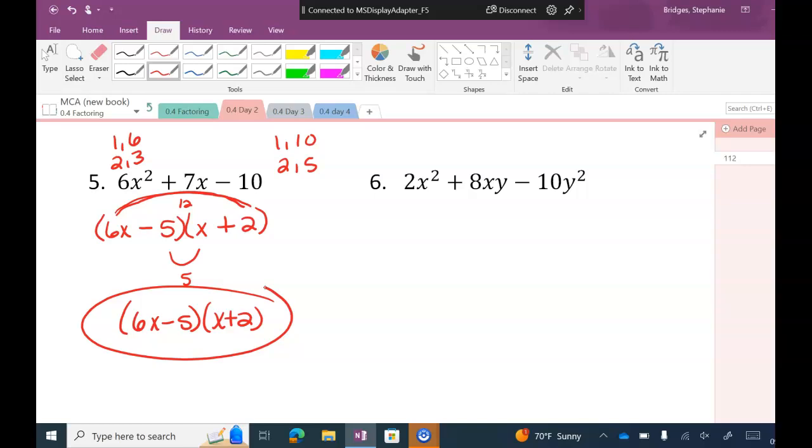This one is different because I not only have numbers everywhere, I also have 2 different variables. And for some reason, this makes people get real confused, and it's really not too much different. What's the first question we always ask? Do all of these terms have something in common? Yes. What do they have? A 2. So let's pull that out first. So that's going to leave me with x squared plus 4xy minus 5y squared.